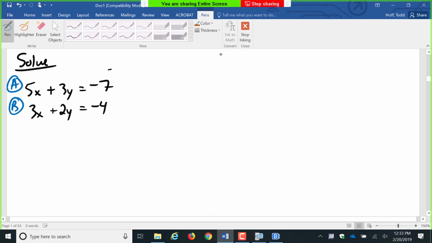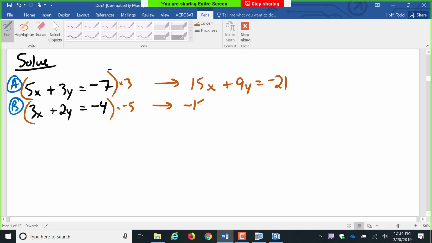Okay, so let's go with elimination. Which variable did you get rid of, x or y? Okay, so how did you get rid of the x's? Okay, so when you multiplied equation A by 3, what'd you get? 15x plus 9y equals negative 21. Perfect. 15x plus 9y equals negative 21. You multiplied equation B by negative 5 to get? I got negative 15x minus 10y equals 20.